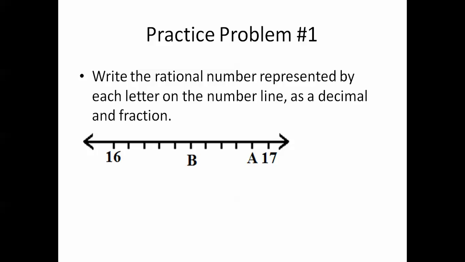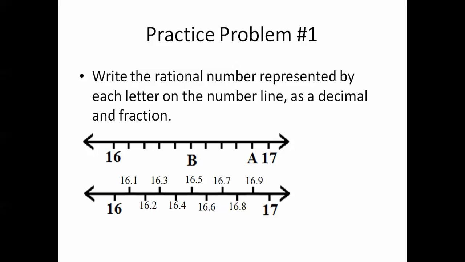So first, because we're looking between 16 and 17, we should count the lines to see exactly how many lines there are because it's evenly spaced. And we can see that there's 10 of them. So let's label them: 16.1, 16.2, 16.3, 16.4, 16.5, 16.6, 16.7, 16.8, and 16.9.